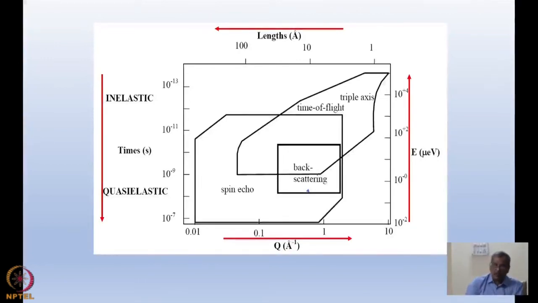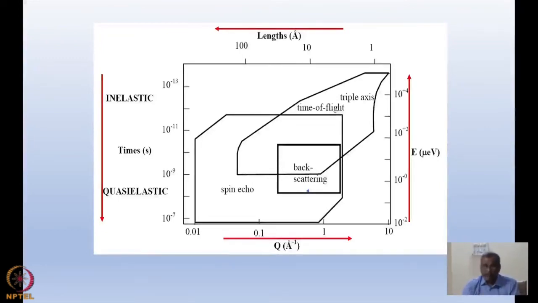Also, I would like to note that because Q and length scales are inverse of each other, as Q goes up, your length scale goes down. So for lower Q experiments, your length scales are about 100 angstrom, whereas when you go to, I gave you an example of 10 angstrom inverse, we talk about length scales which are about one angstrom. Similarly, when the time goes up, that means things become slower, we talk about energy transfers which are smaller. And when the time becomes faster or smaller, we talk about energy transfers which are larger. They are inverse of each other. This is just a schematic representation of how we cover the Q omega space in various possible spectrometers.